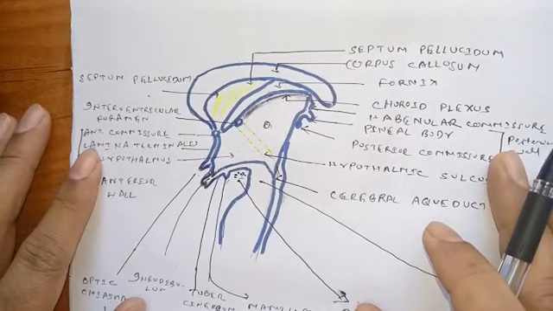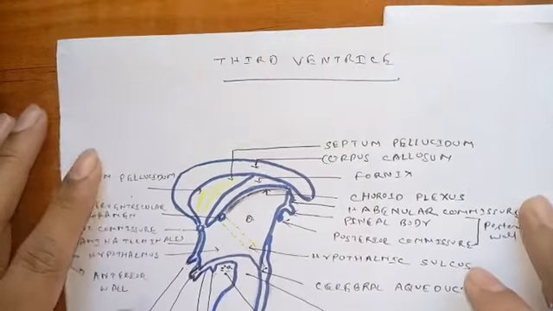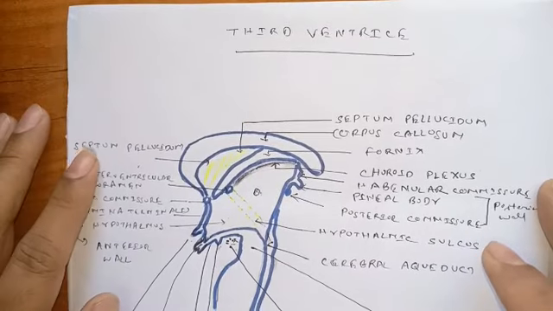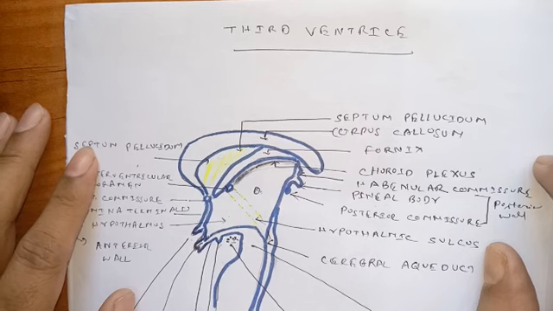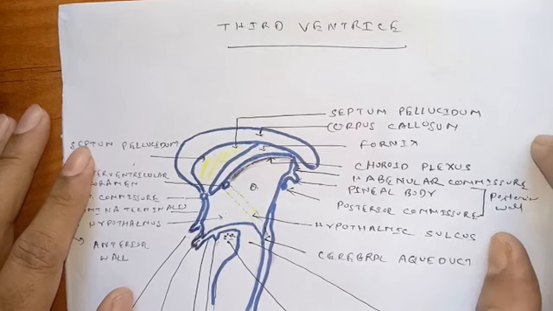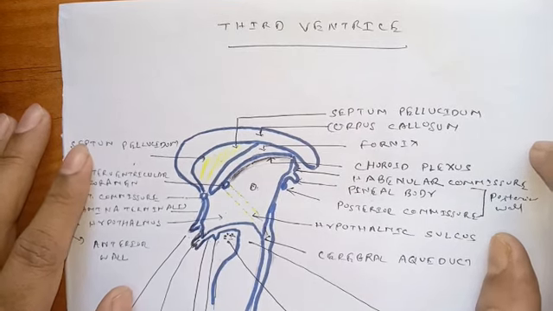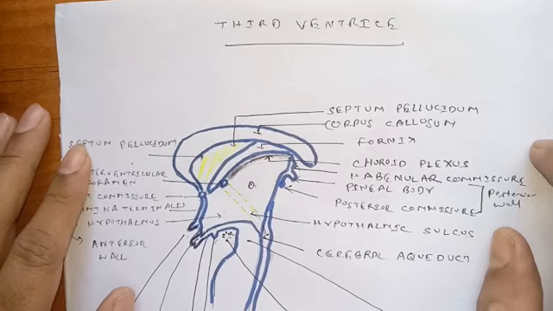Good morning everyone. Today I will discuss the third ventricle. In previous classes I have discussed the lateral ventricle. There are two lateral ventricles, located in the two halves of the cerebral hemisphere, that is the right and the left cerebral hemisphere. Now, the ventricles are situated inside the brain: the third ventricle, the lateral ventricle, and the fourth ventricle.